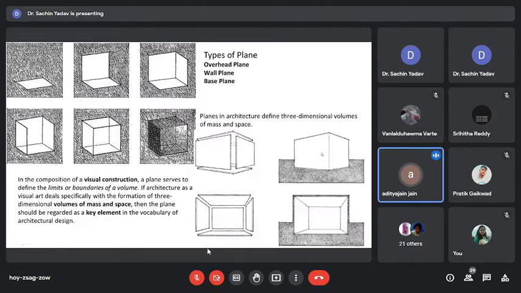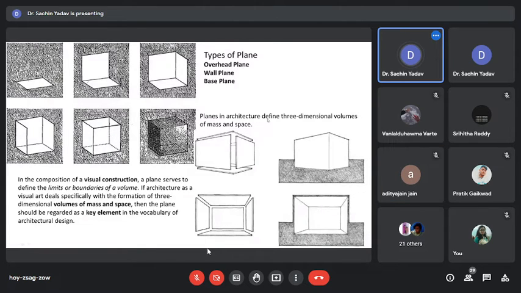Hello. Sir, yes, sir. While drafting, we actually learned to shade the walls and the columns in our architecture design. So, is it because we can provide more of a sense of a plane? Yeah, yeah.